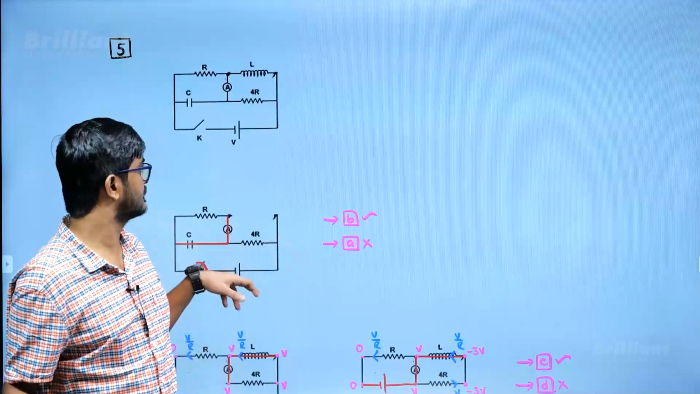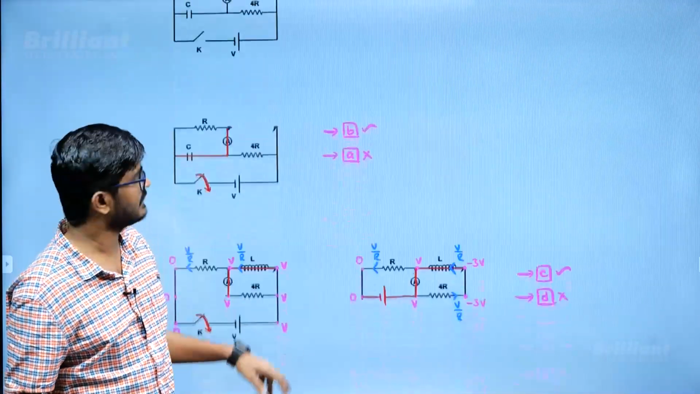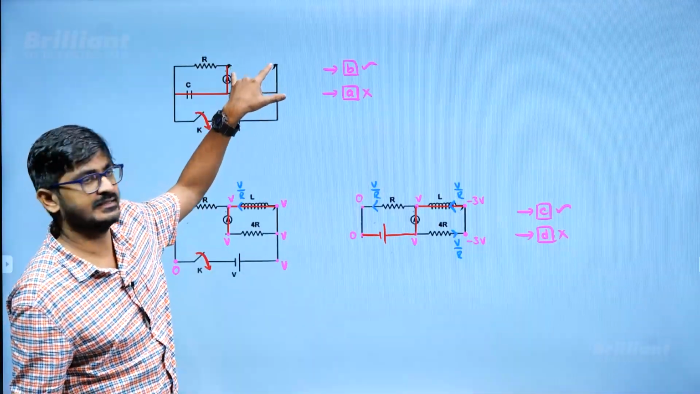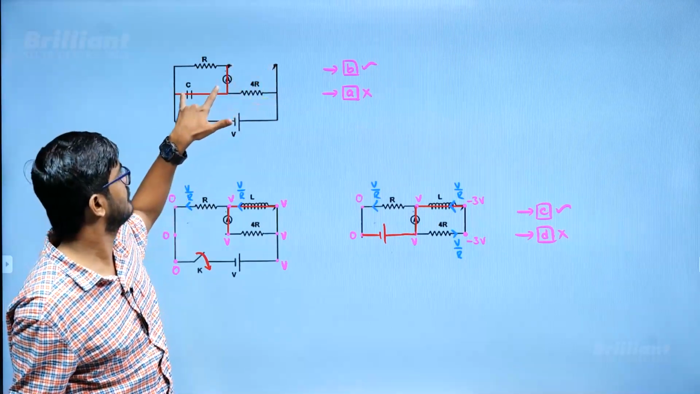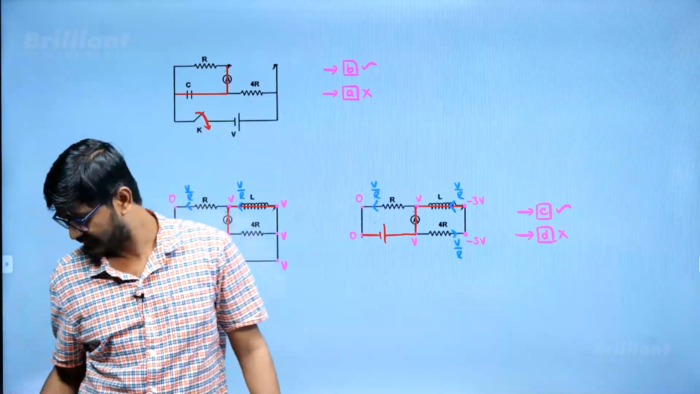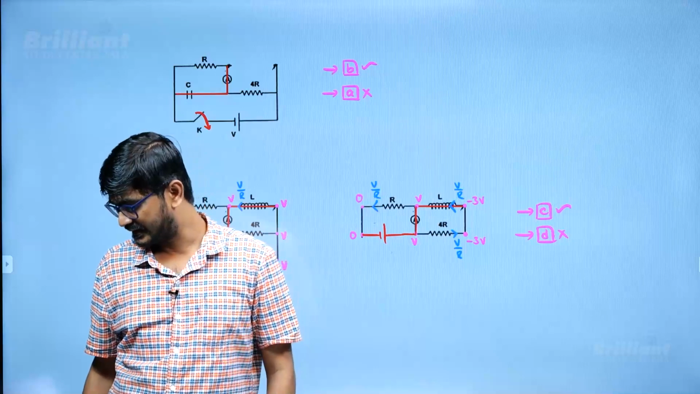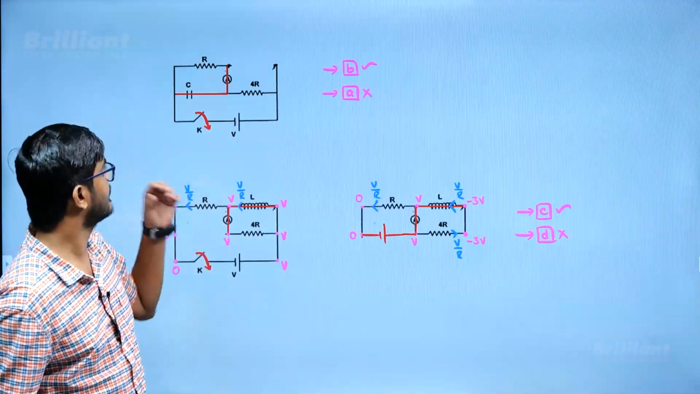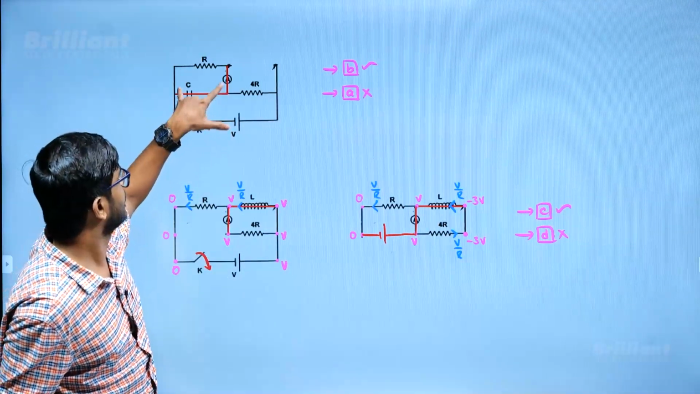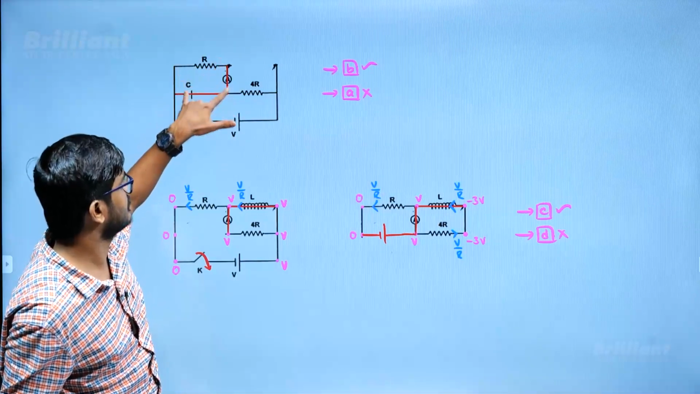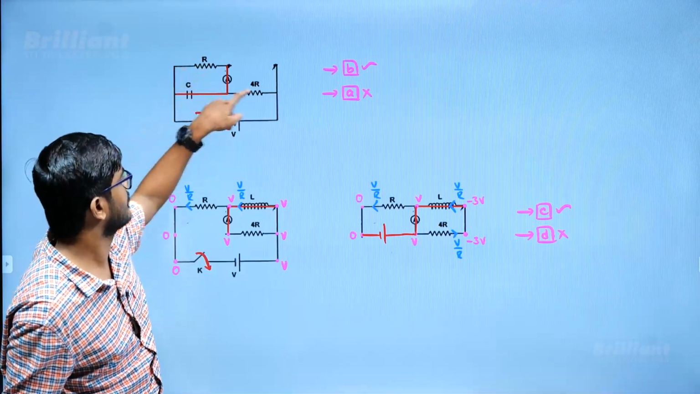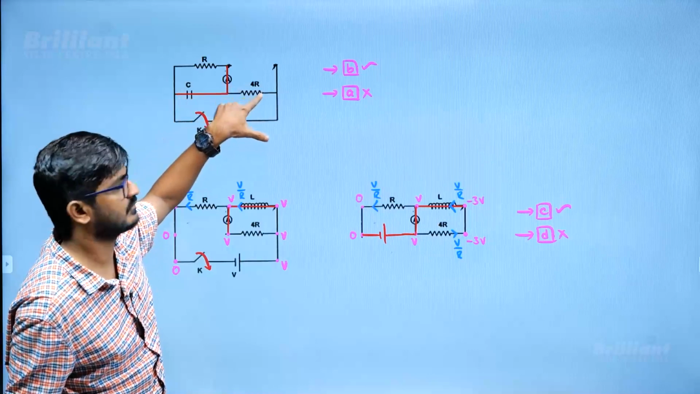Immediately after closing the switch, this circuit is going to look like this, right? Inductor won't change the current in it suddenly, so it will behave like open circuit, this will behave like short circuit. Now what they are asking, the reading of ammeter just after closing the switch. Now at this moment, this equivalent resistance is going to be 0, no current will flow through this. Now what is the equivalent resistance? Equivalent resistance is going to be 0 plus 4R, which is 4R.